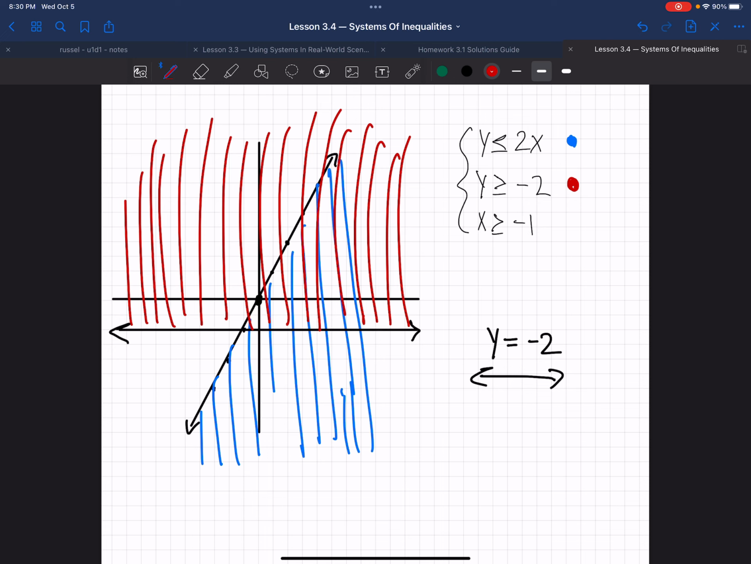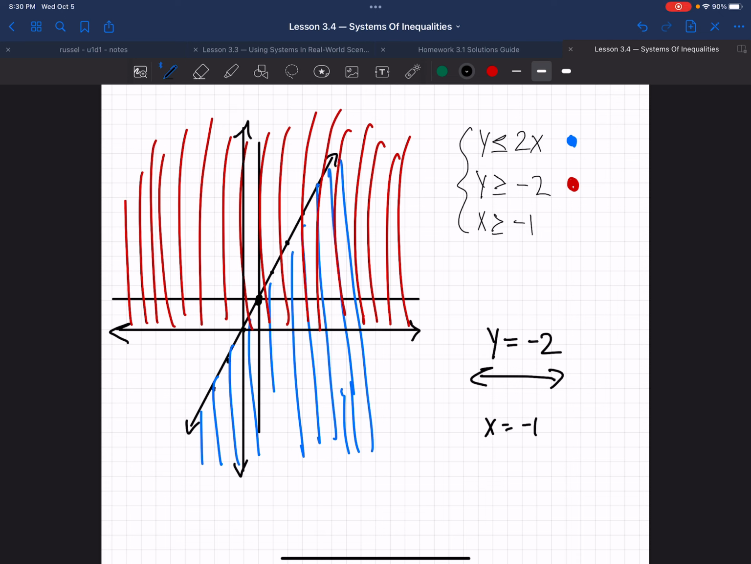Okay, so far I can kind of see where the overlapping region is. But I've got to do one more, and that is x is greater than or equal to negative 1. Okay, so that means x equals negative 1, which is a vertical line at x equals negative 1. So that's over here, like so.